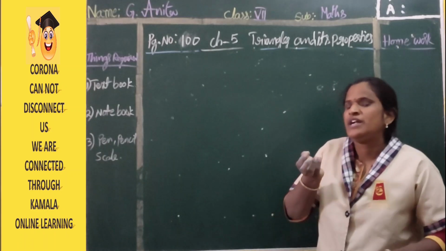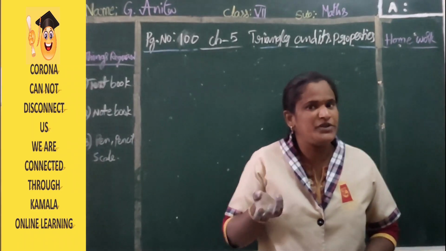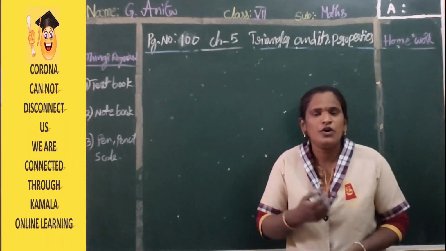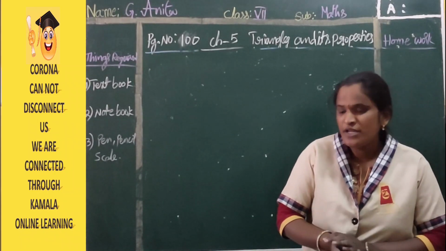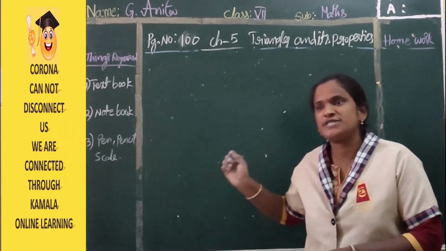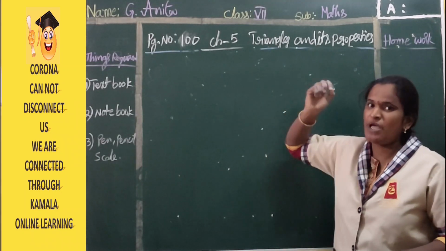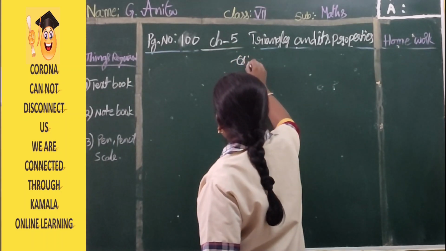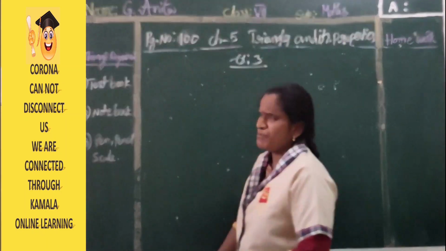What is the meaning of right angle triangle? What is the meaning of acute angle triangle? And what is the meaning of obtuse angle triangle? Okay, so these are the most important. Today we are going to start exercise 3, fourth problem. This is also very simple for you.